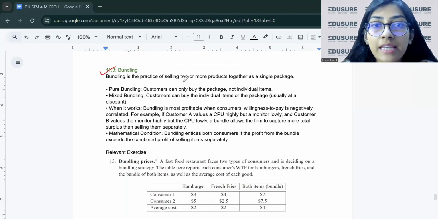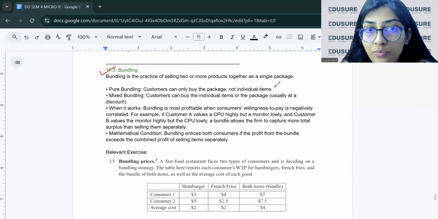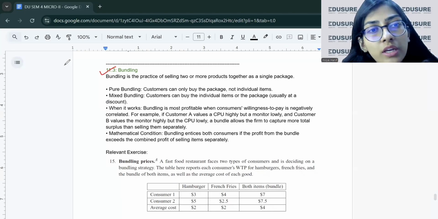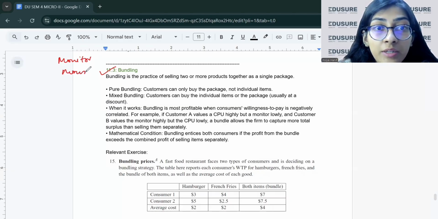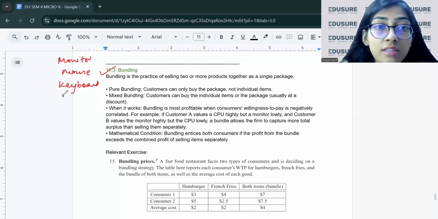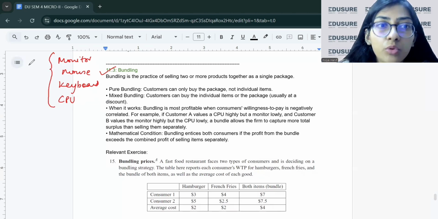Bundling is the practice of selling two or more products together as a single package, okay. So there can be no bundling also, जिसमें कोई bundling नहीं है, आपको सब कुछ different चीजें एक साथ लेनी है. तो जब भी आप bundling के बारे में सोचोगे, think about computer, okay. So computer में क्या होता है? एक monitor होता है, एक mouse होता है, keyboard होता है, right. हार्ड ड्राइव अगर वो लोग देते हैं, CPU होता है, right. So this entire thing is a computer.